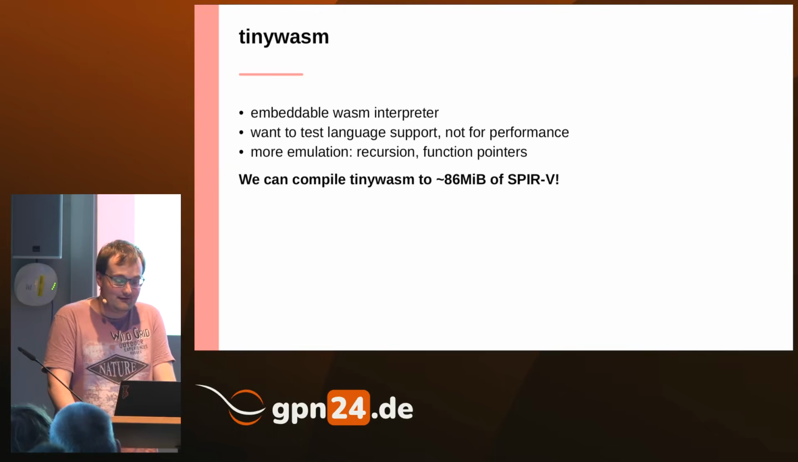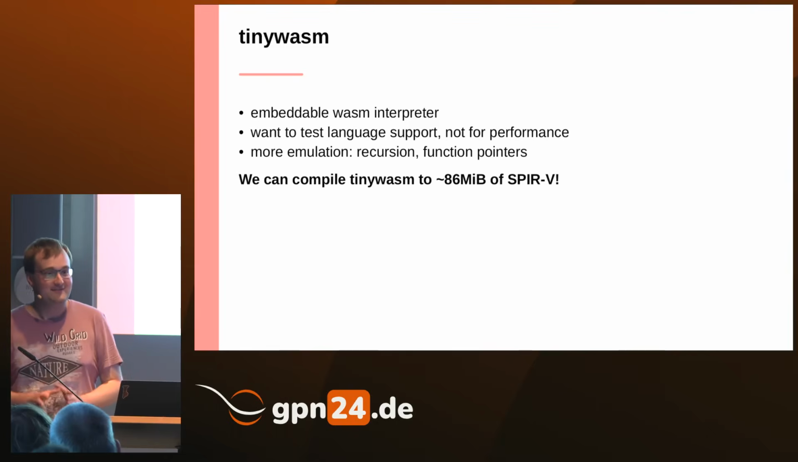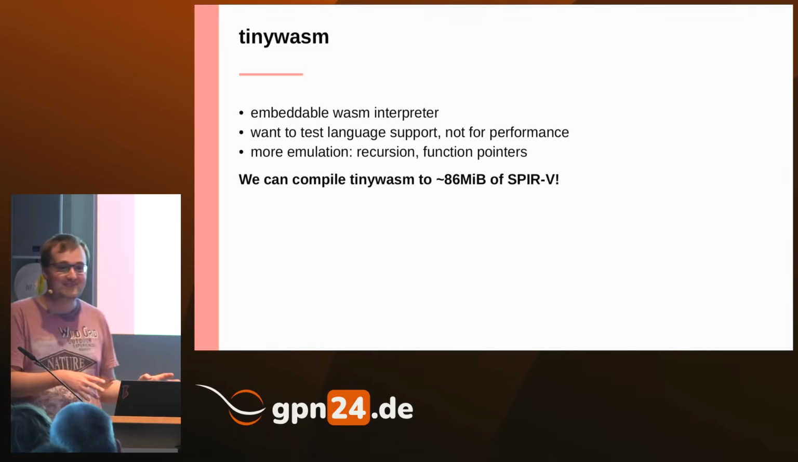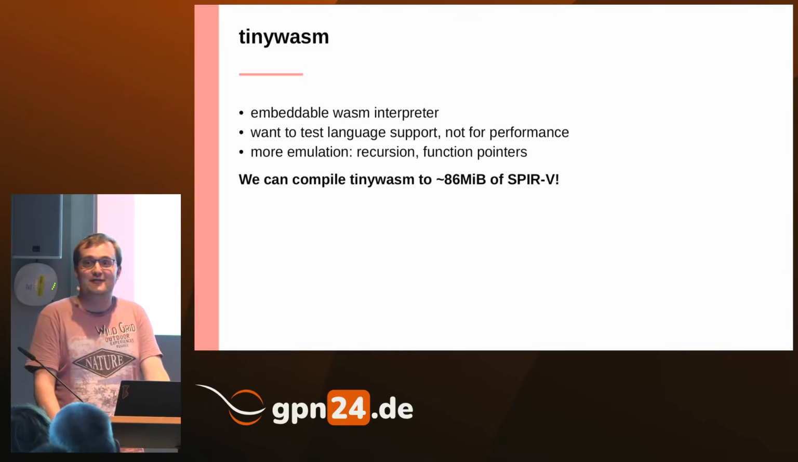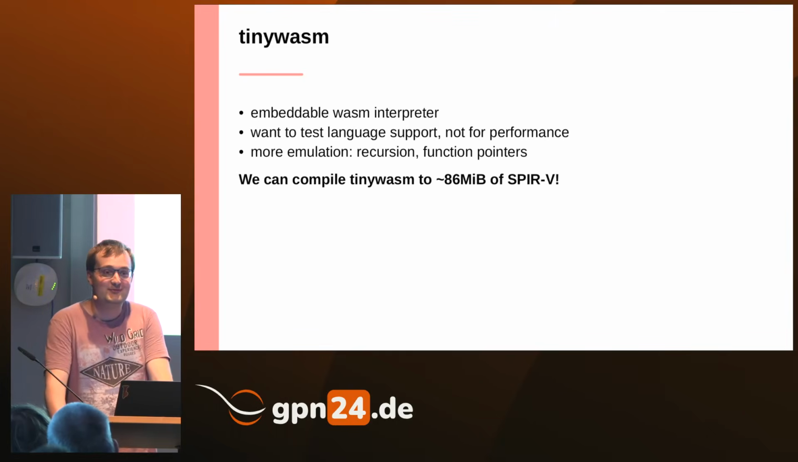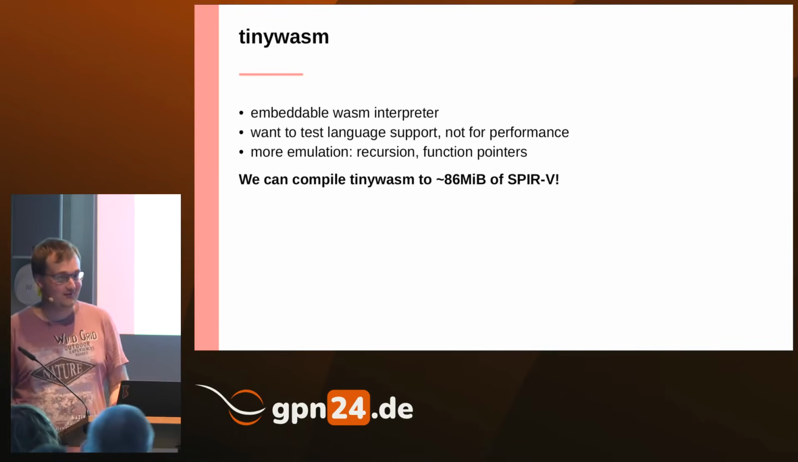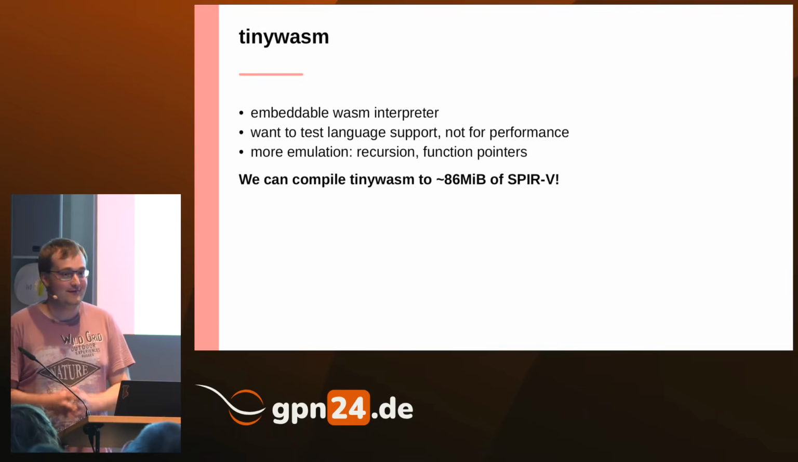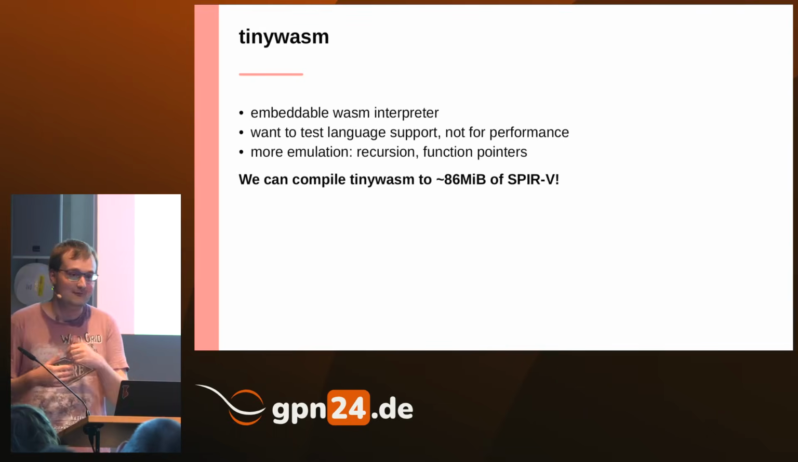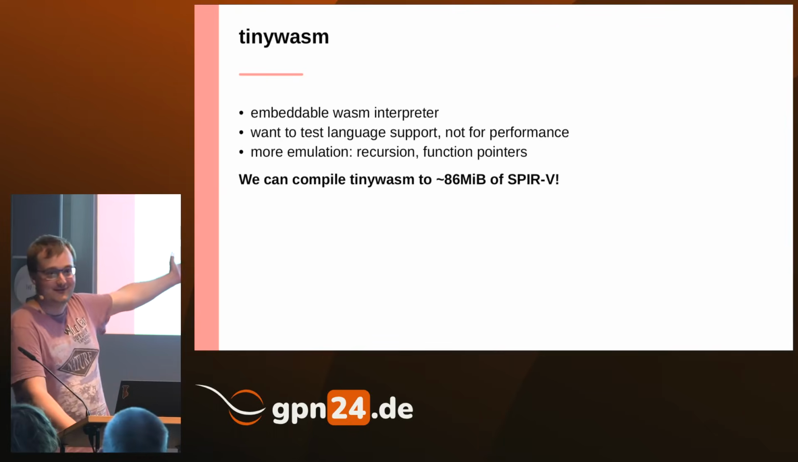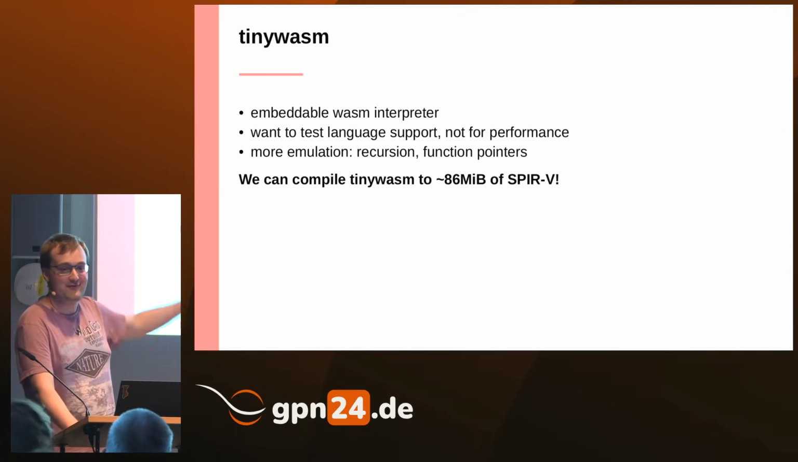But the TLDR is, yes, we can compile tinywasm to almost 90 megabytes of SPIR-V. Now, for those who need a reference, a typical SPIR-V binary is measured in terms of kilobytes. Maybe a few megabytes if you have a crazy shader, and maybe a few extra megabytes if you have a crap ton of debug info, like we often do if you want to include that, but not 90 megabytes of SPIR-V. So what happens if you give 90 megabytes of SPIR-V to a driver?